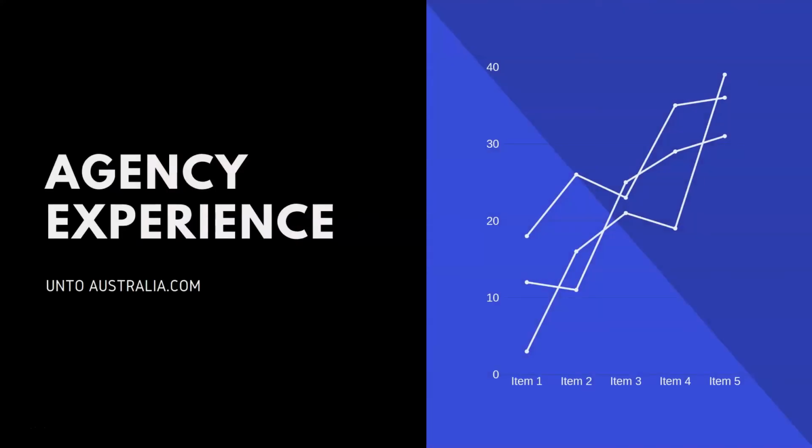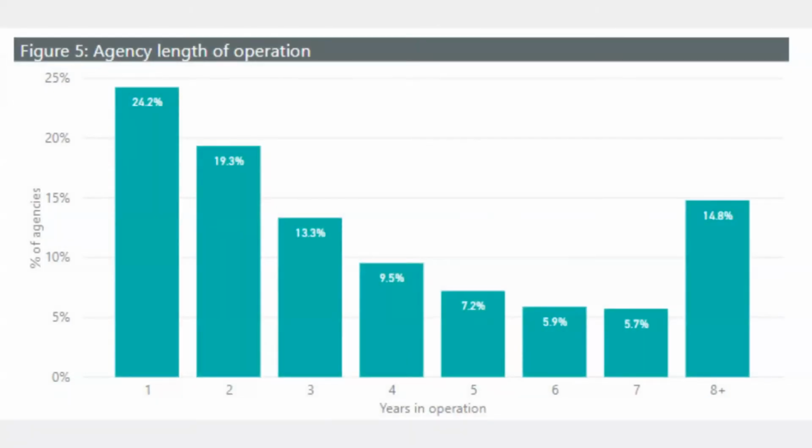Agency experience: how many years have they been operating? You can see on the far left, nearly a quarter, that's 25%, of all of the agencies have only been operating for 1 year. So they're very new and inexperienced. But if you look on the far right, 15% have been in operation for 8 years or more. So this is a good question to ask your agent. How long have they been operating? How much experience do they have?